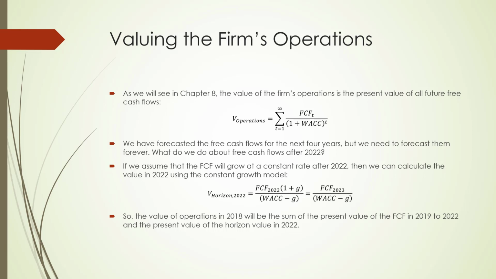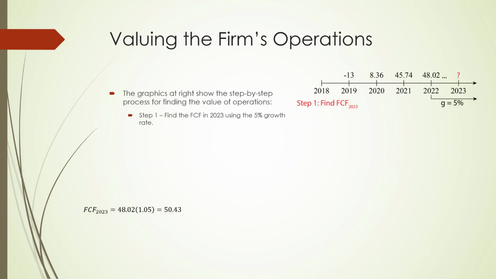So let's go through this step by step. So the first step is we know that we're forecasting free cash flow to be 4802 in 2022, but what we need for our constant growth model is the free cash flow in 2023. So that would be 4802 times 1.05, because it's 5% growth rate, gives us 5043. Second step is to plug that 5043 into the constant growth model.